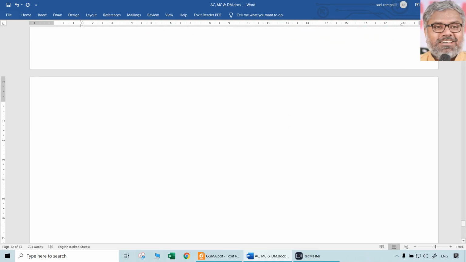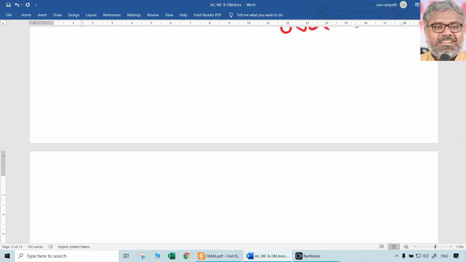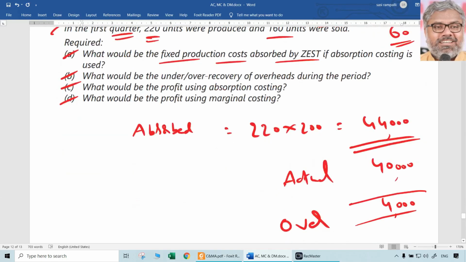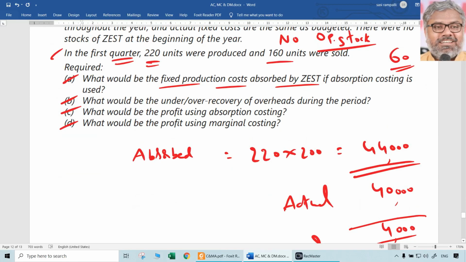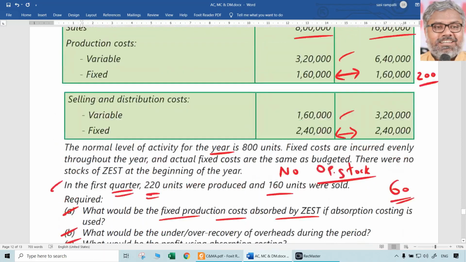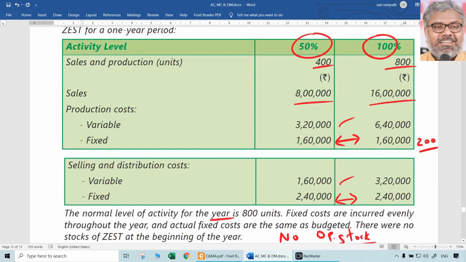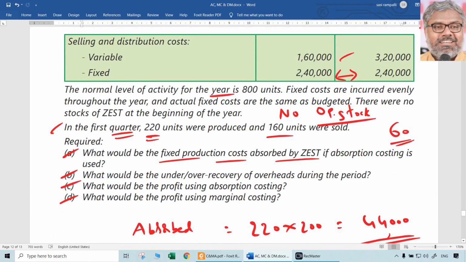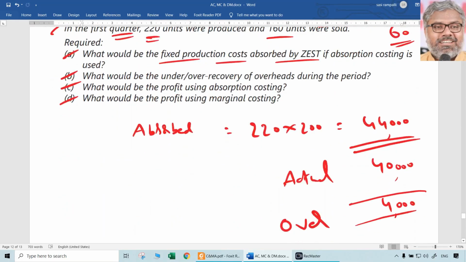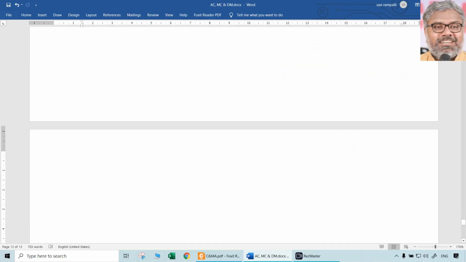So let us take absorption costing first. Actual sales during the quarter are how many? 160 units are sold at what price? If 16 lakhs sales happen for 800 units, selling price will be how much? 2000, naturally. So 2000 per unit into how many units are sold actually? 160 units are sold. That means sales is 3,20,000.